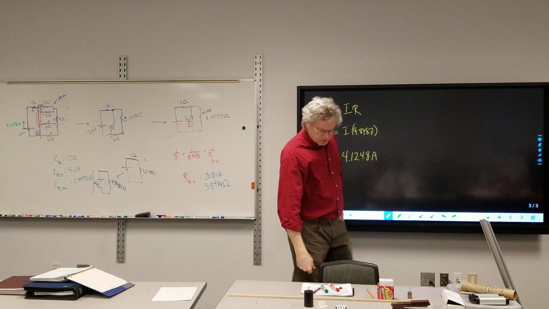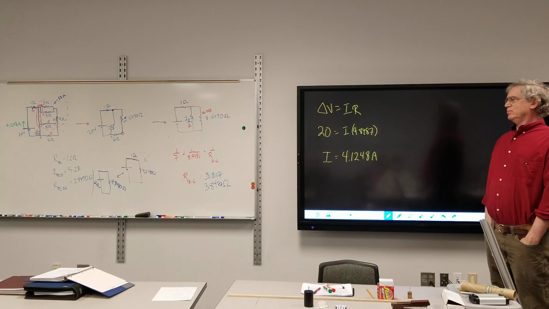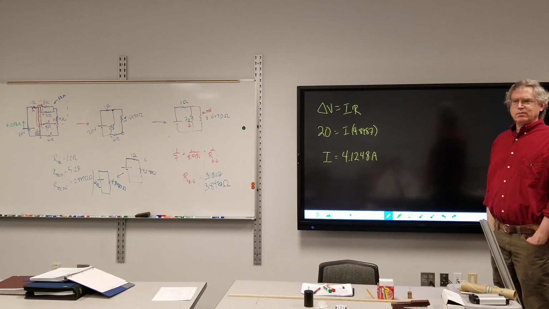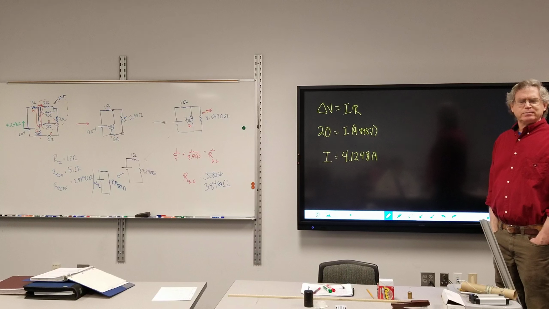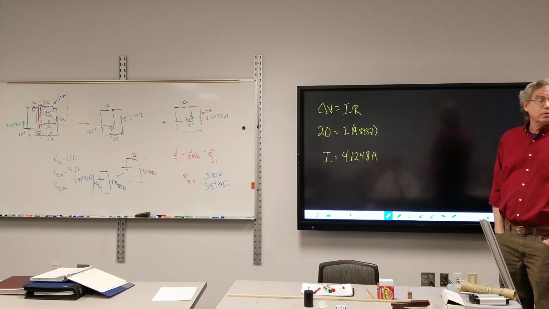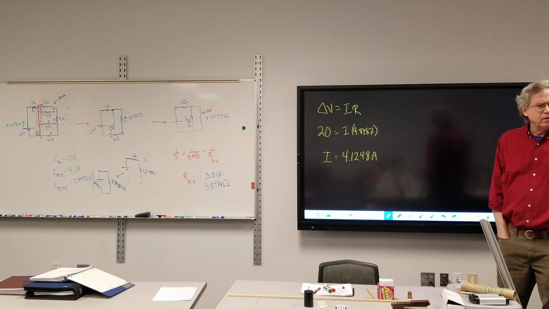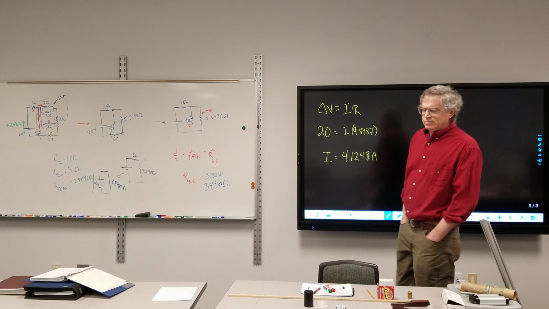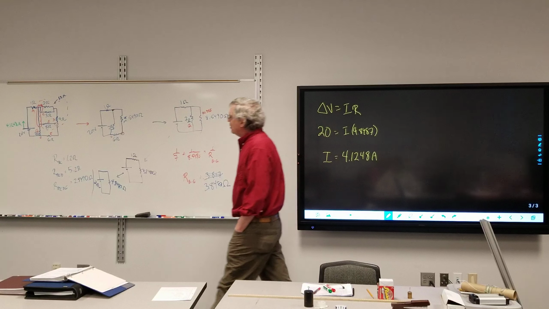So, do we know the current flowing across any other resistor? F? Say it again? We have the current flowing across F. Wouldn't it be the same? 4.1248.